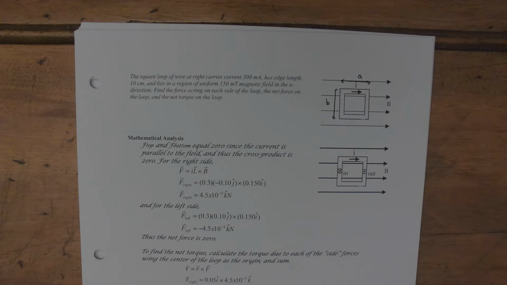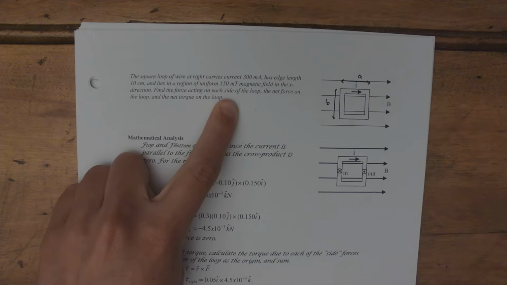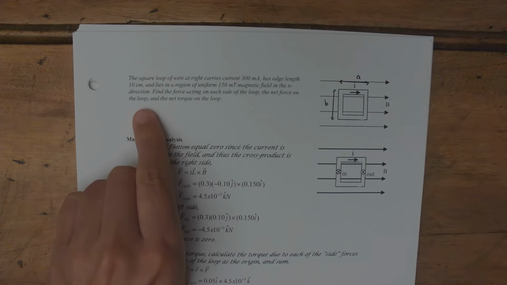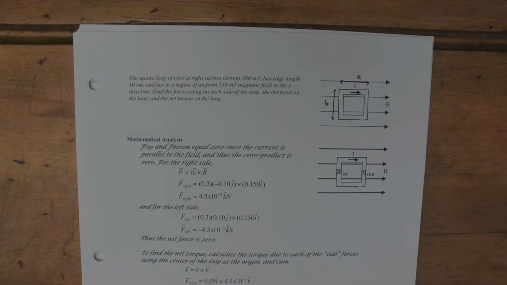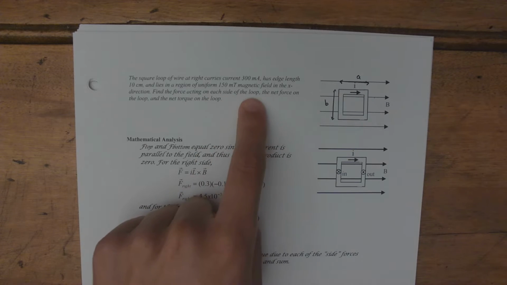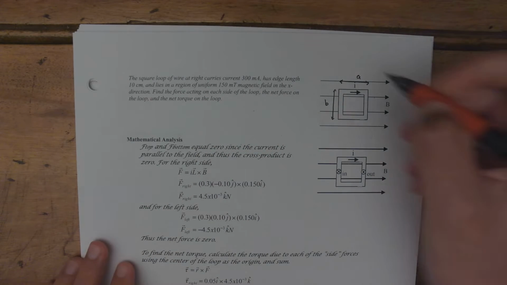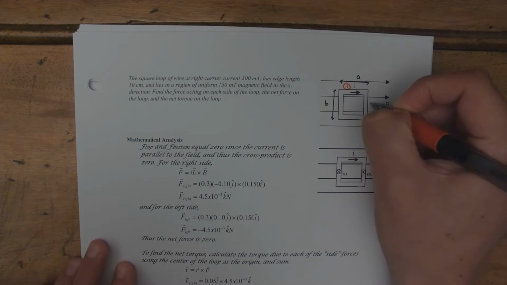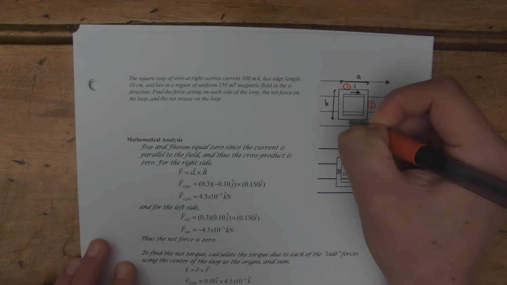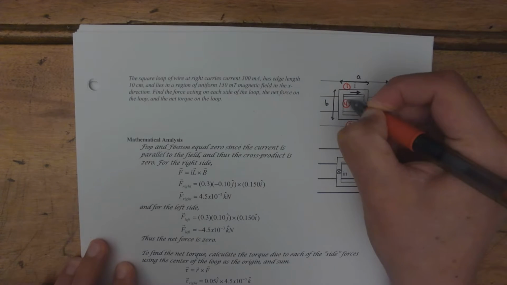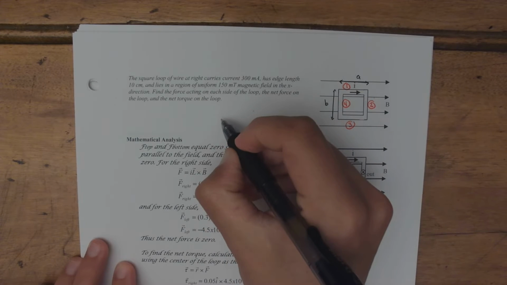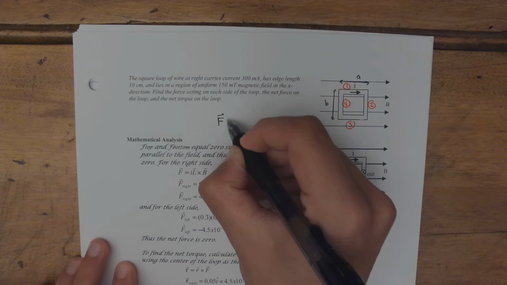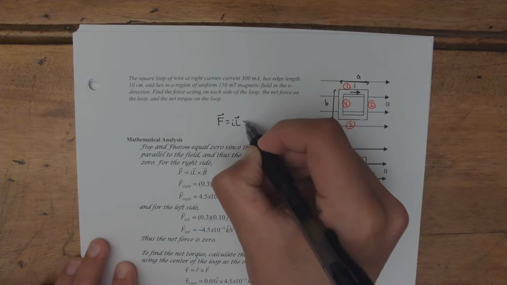And what they're asking us to do is find the force acting on each side of the loop, and then find the net force on the loop and the net torque on the loop. Okay, we haven't talked about torque yet, but we'll get there at the end of the problem. So the first thing to do is find the force acting on each side of the loop. So again, I'm going to say this is 1, this is 2, this is side 3, this is side 4. And I have my equation, F is equal to IL crossed with B.